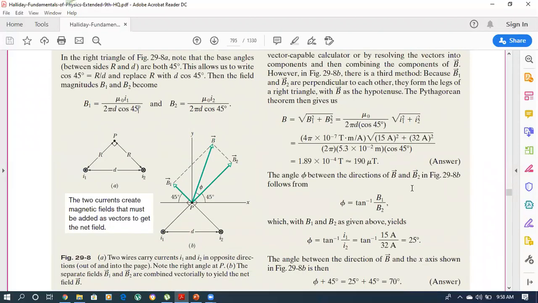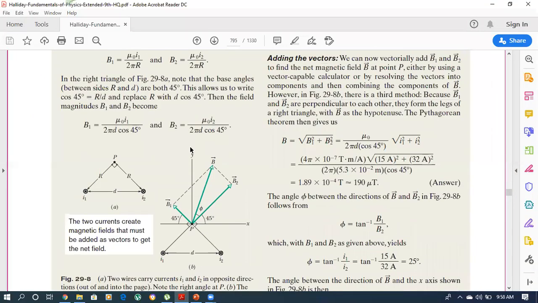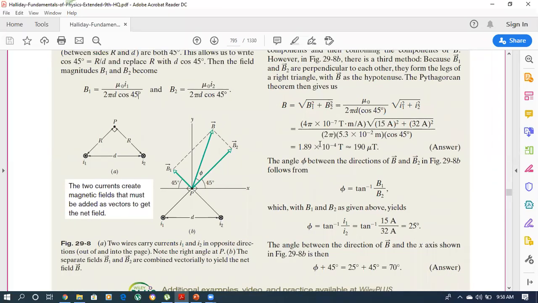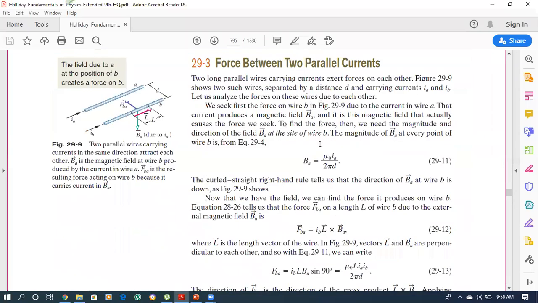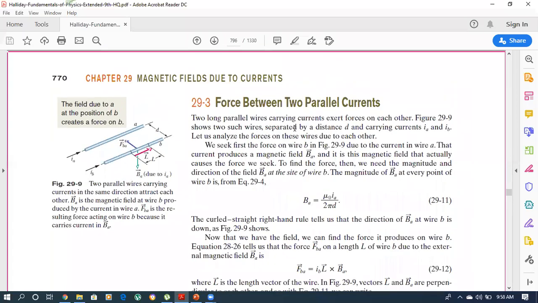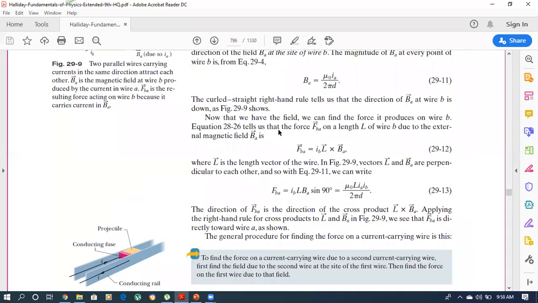So try to solve it by yourself. Draw the diagrams, try to draw them graphically, vectorially, and then calculate the magnitude by using the simple trigonometric formula. This is another extension of the Biot-Savart law, this application, but it is not part of our syllabus here. But for a better understanding, you can solve this problem.